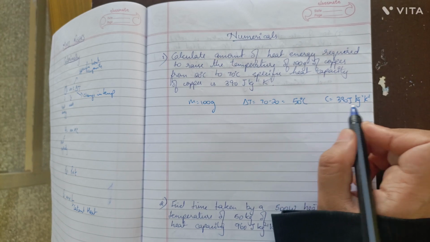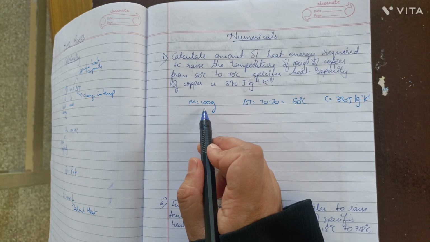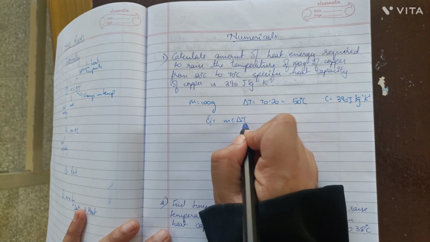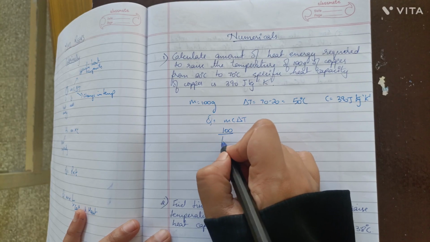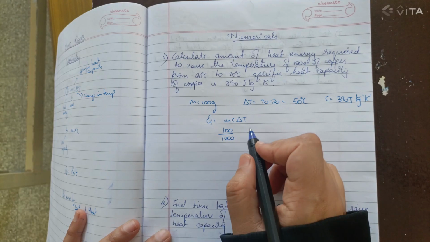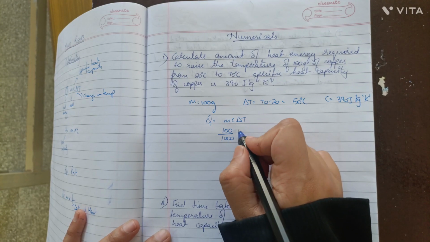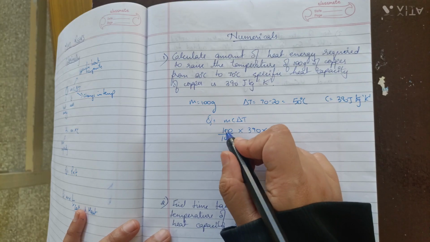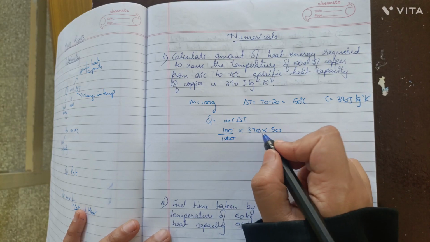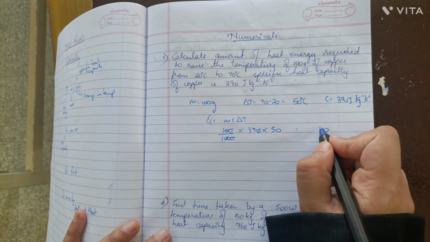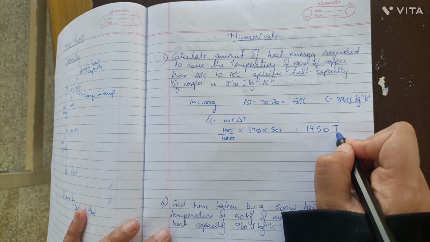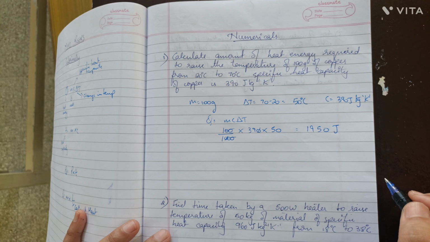So the value of C is 390 joule per kg per Kelvin. Now this is given in kg, so I'll convert the mass also to kg. So it's a direct sum where Q is equal to mc delta T, 100 by 1000, because we are converting it to kg, into 390 into 50. So on cancellation, 4 5s are 20... 5 3s are 15. 1950 joules is the answer.